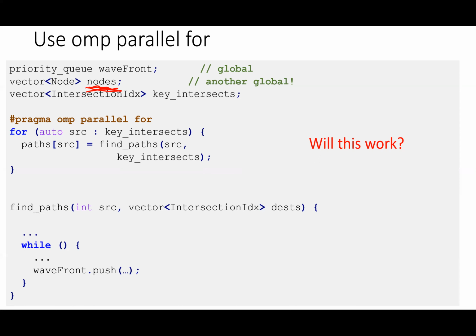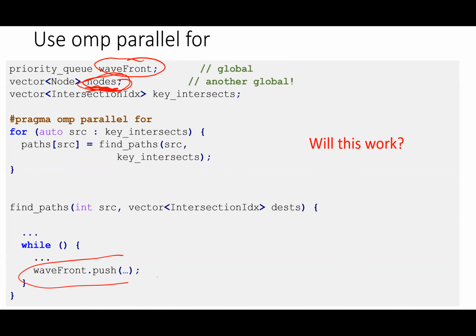Right. So this nodes variable is going to be a problem. I've made a global nodes variable. I'm going to have 4 different threads. I'm going to divide this work across 4 cores. All of them are going to be using the same nodes variable. They're also going to be using the same wavefront variable because I made that global too.